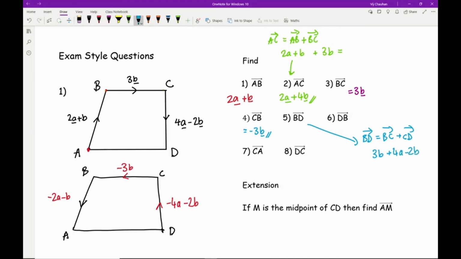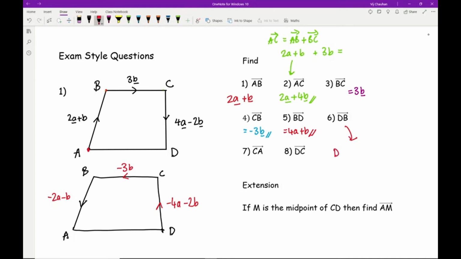So if I collect the like terms here, I've got 4A plus 1B. If you want to write 1, that's fine, or just B, that's also fine as well. So the correct answer you should have for question 5 is 4A plus B, or 1B. Let's just write that down. So 4A plus B.